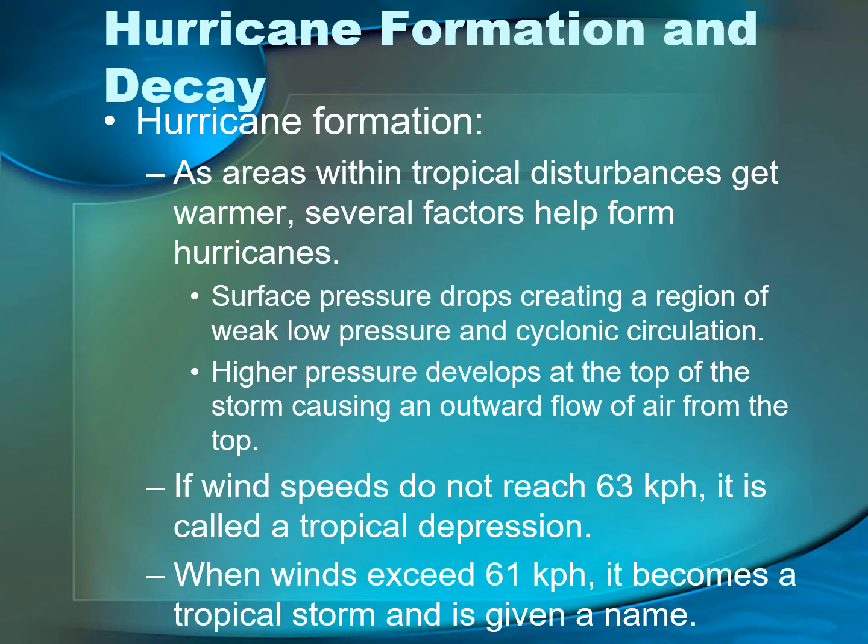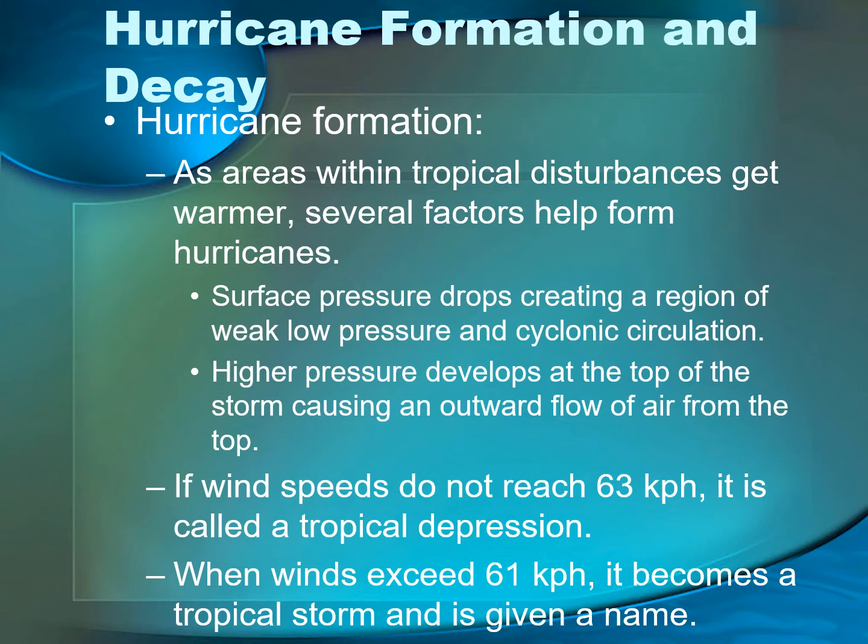Remember, as we discussed with the mid-latitude cyclones, if you have low pressure and convergence down at the surface, you're going to have the opposite at the top, okay? So again, this is just another low pressure center. So higher pressure developing at the top of the storm, causing an outward flow of air from the top. Well, this outward flow of air at the top helps to keep this system going and keep it from breaking down early on. It's basically feeding the low pressure that you get at the center.